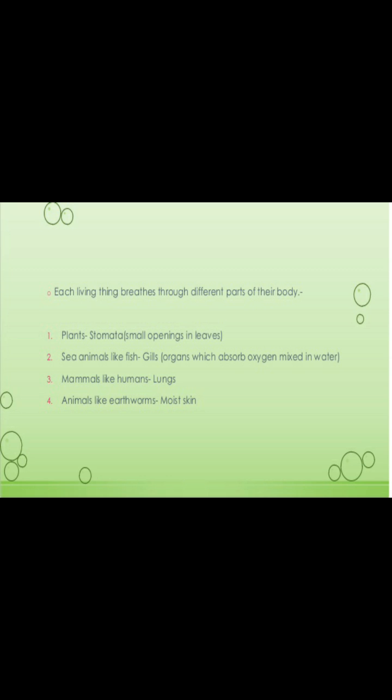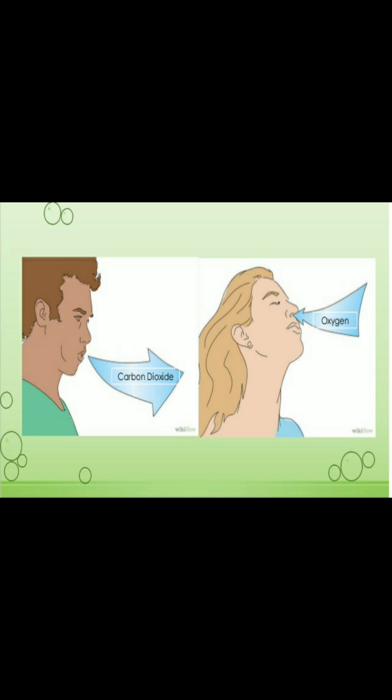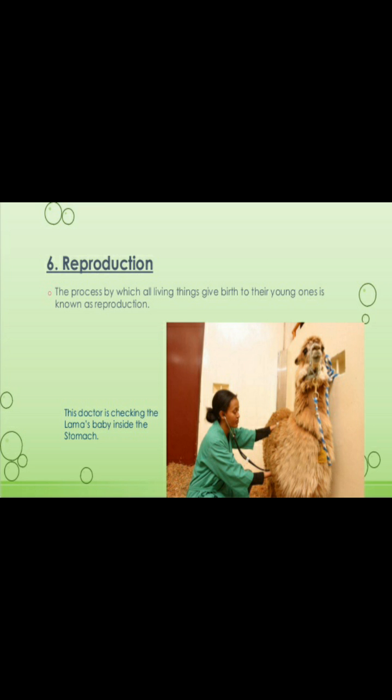Each living thing breathes through different parts of its body. Plants, stomata. Sea animals like fish, gills. Mammals like humans, lungs. Animals like earthworms, moist skin. So we are taking oxygen and throwing out carbon dioxide.